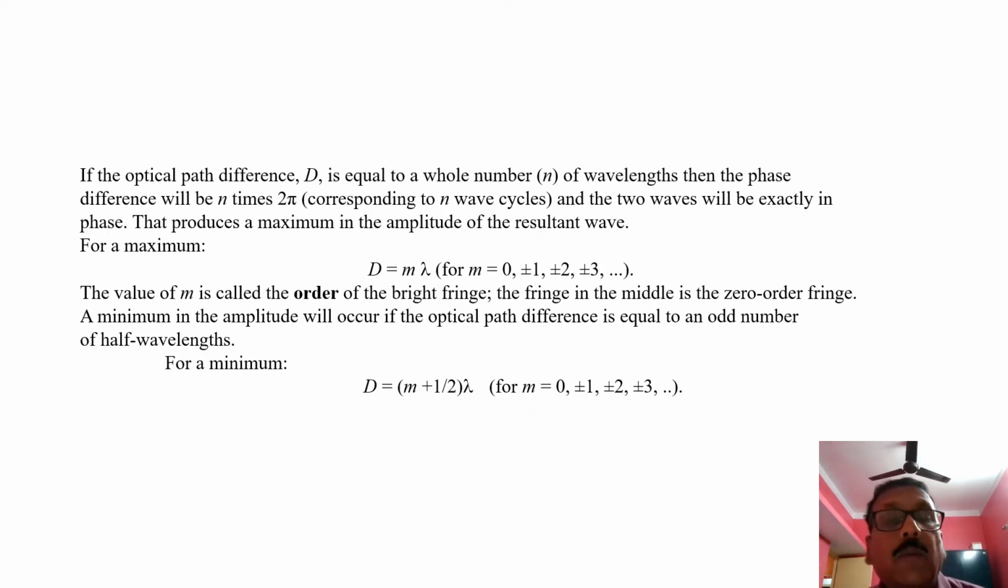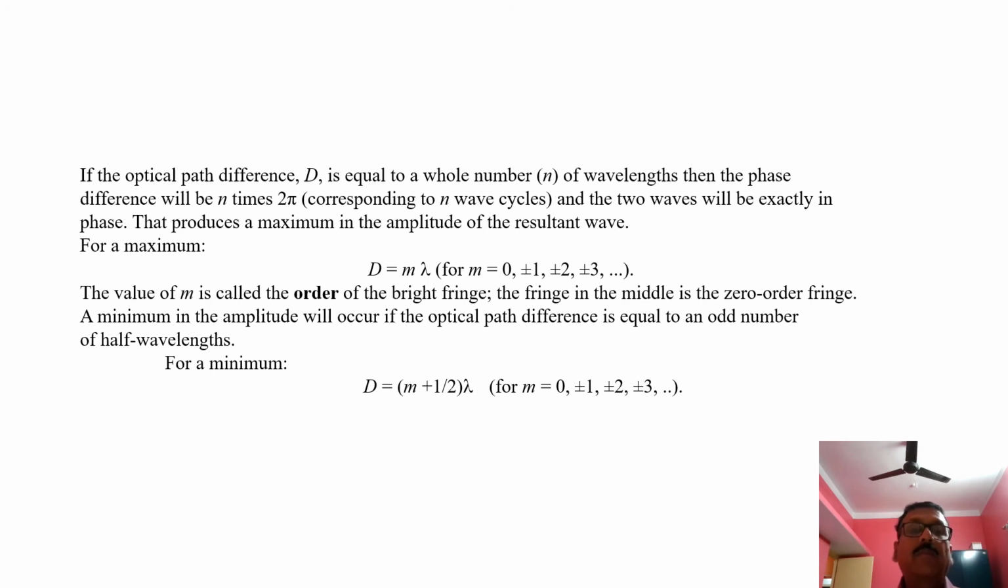If the optical path difference D is equal to a whole number of wavelengths, then the phase difference will be n times 2 pi, and the two waves will be exactly in phase. Therefore, the condition for a maximum is that D must be equal to m times lambda, where lambda is the wavelength and m is equal to 0, plus or minus 1, and so on. That means any integer. The value of m is called the order of the bright fringe. The fringe in the middle is the zero order fringe.